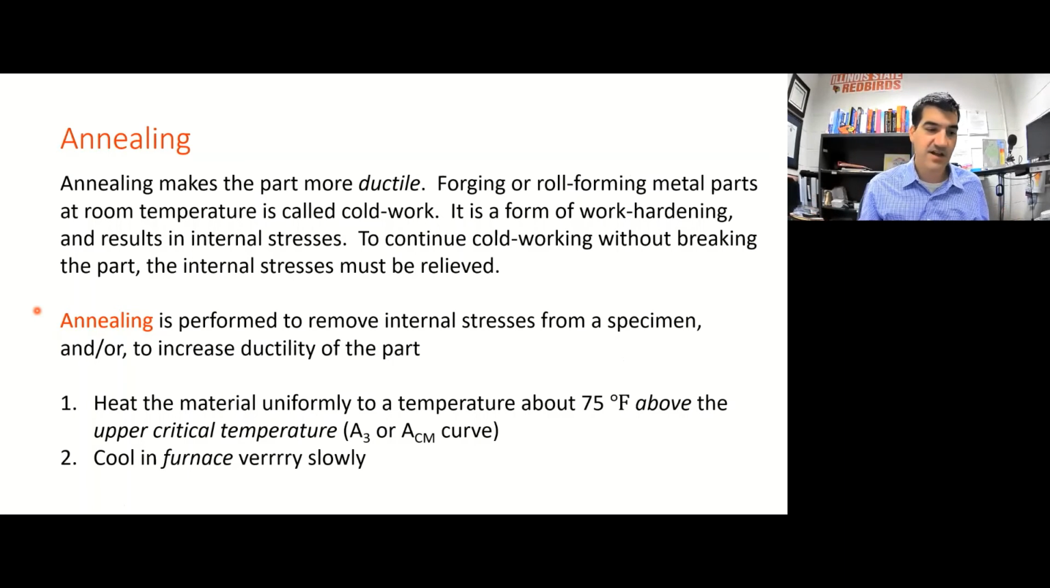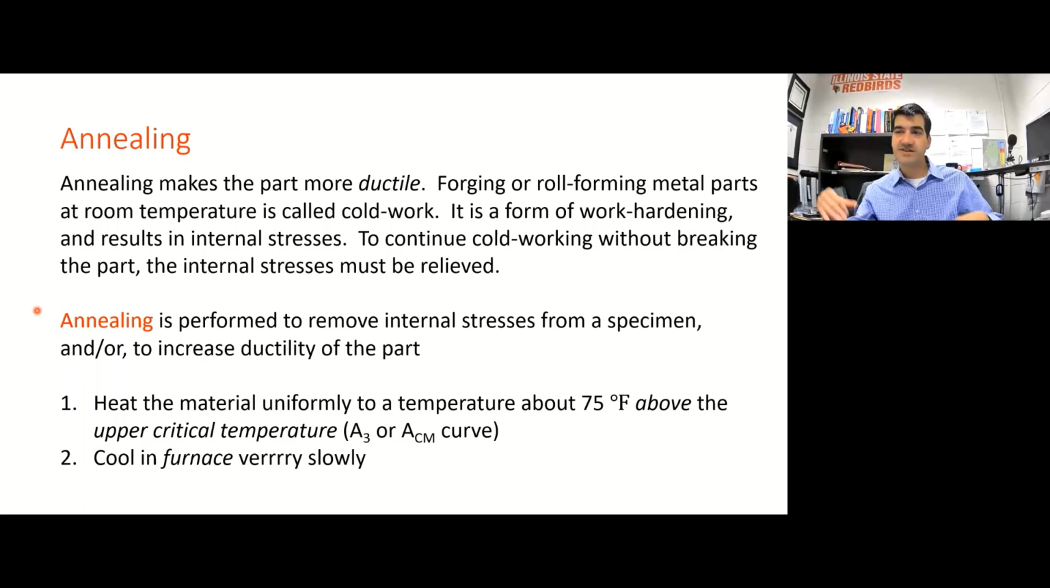All right, and a really common application for annealing, let's say you've already done some work on a specimen. Let's say you've taken a piece of metal and you've forged it into a different shape, or maybe you've roll formed it into a different shape. And in the process, you've done work hardening. You know, when you forge something or roll something, you have done work hardening because that's plastic deformation.